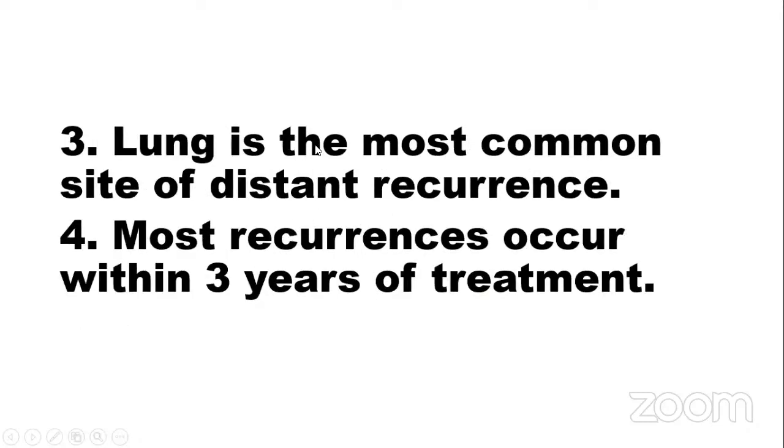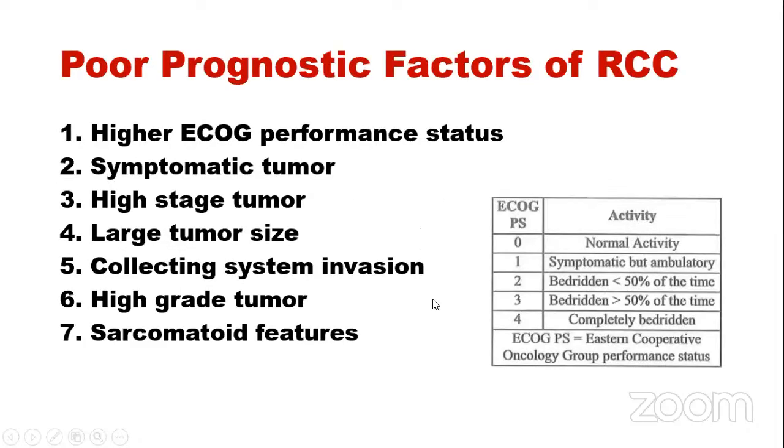Lung is the most common site of distant recurrence. The other organ sites are different; we spoke about them in the previous lecture. Lung is the most common site of distant recurrence. Most recurrences occur within 3 years after treatment.